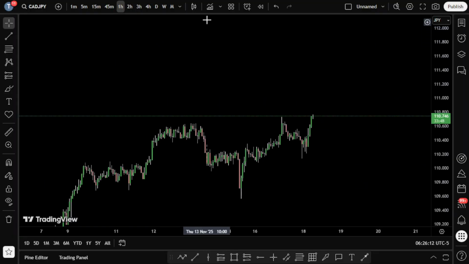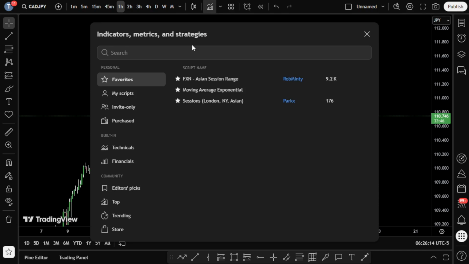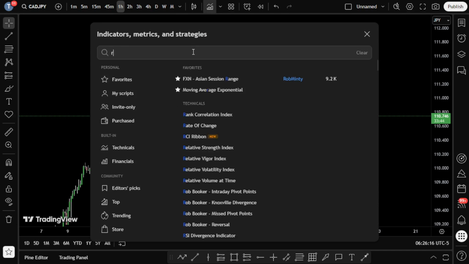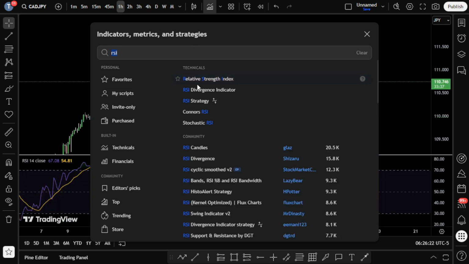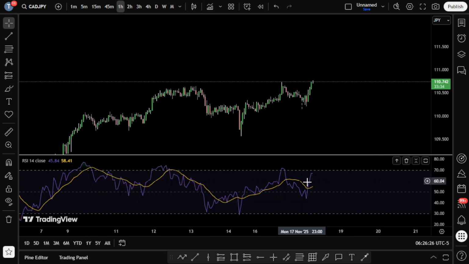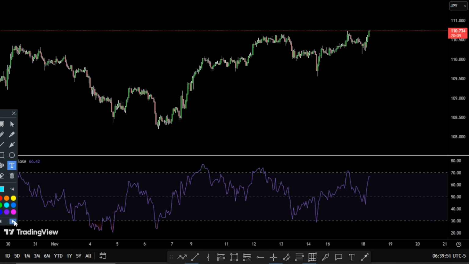To add this indicator on your chart, click the Indicator tab on the TradingView platform. In the search bar, type RSI. A list of indicators will pop up. Then click on the Relative Strength Index and it will be applied to your chart. You can retain the default settings. The Relative Strength Index has two key levels, 70 and 30.